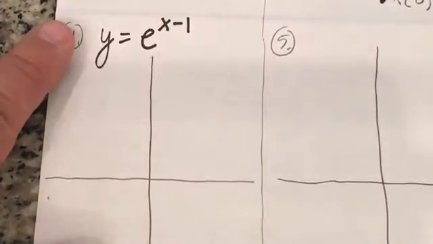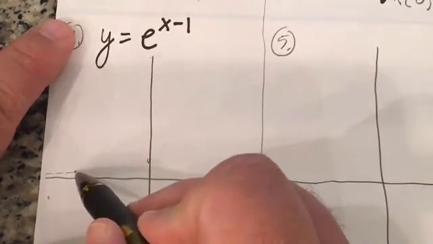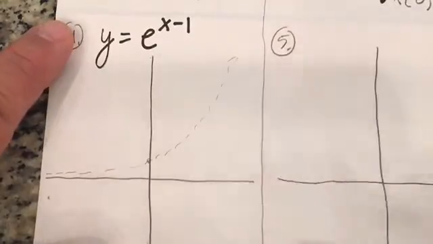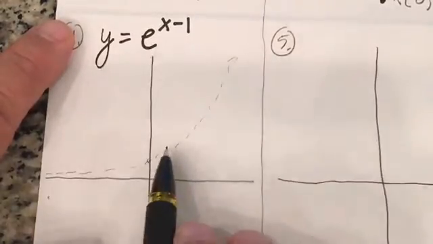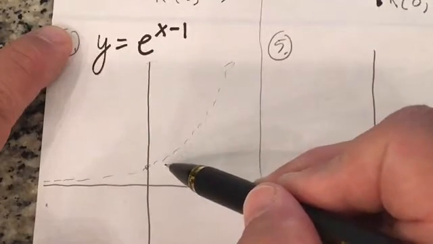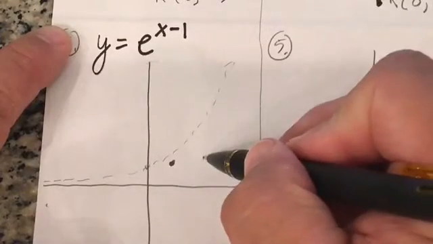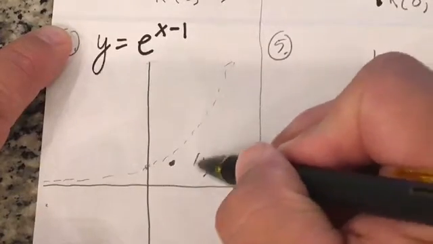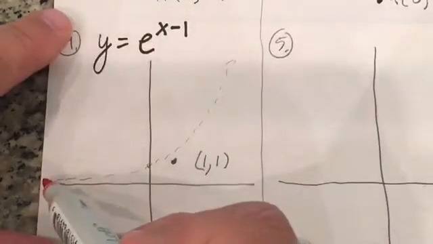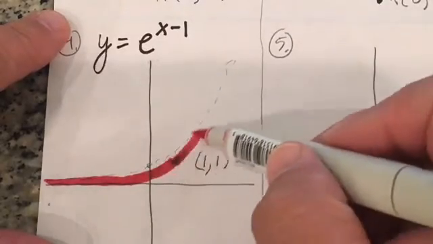So my original graph was supposed to go through 0, 1, creep up along the x-axis, and go through that coordinate, and then grow rapidly. This whole picture is going to be shifted right 1. So that spot is going to go right 1. And the go-through coordinate is now going to be 1, 1. The graph is going to creep along the x-axis, never go below it, and then grow rapidly.